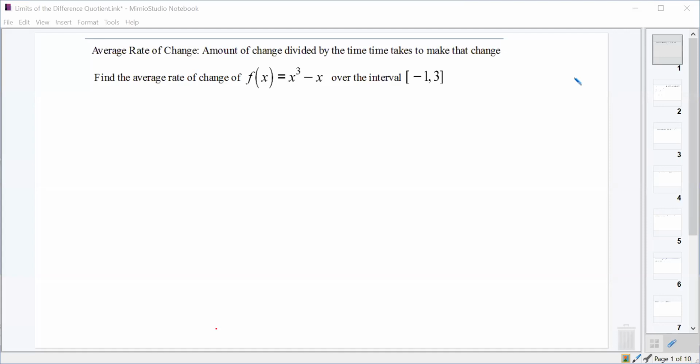Rise over run, y2 minus y1 over x2 minus x1, right? Change in y over change in x, delta y over delta x. However you want to write it, however you want to say it. It's how much our function goes up compared to how far it goes over in some interval. Slope. So if I ask you to find the average rate of change of, let's say, f of x equals x cubed minus x on the interval from -1 to 3, that should be pretty straightforward. Shouldn't it?